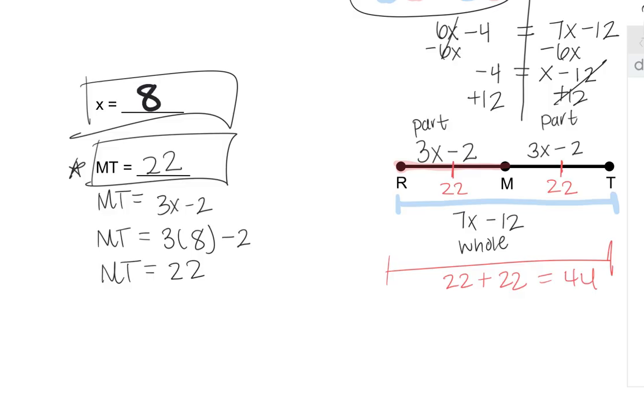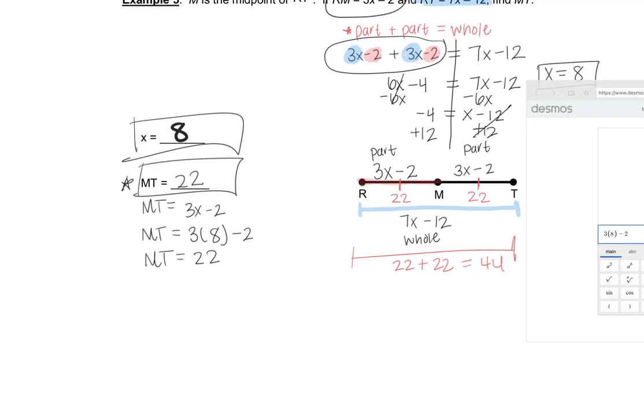All right, so all I'm doing here for this last part, even though they didn't ask me to do it, I just kind of want to show you a little bit more. From M to T, I know it's 22. And because MT and RM are congruent, they're equal, I know that RM is 22 as well. If I want to get the whole part, I just did 22 plus 22 and I got 44. Even though they didn't ask me for it, I just showed you a little bit more, just in case you were wondering.